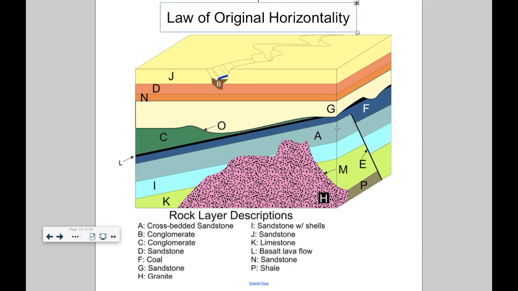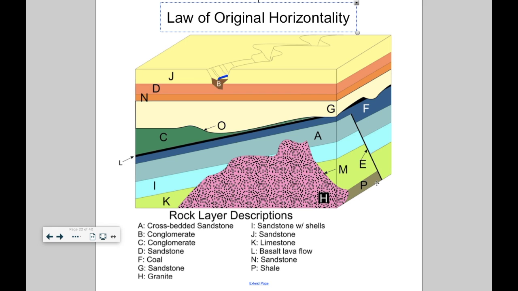So see how layers A, I, K, and P are all tilted compared to these upper layers that we started with in the video. Layer D is flat and horizontal. Layer N is flat and horizontal. But layers A, I, K, and P are tilted at an angle. What happened there? Well, like the law of cross-cutting, where you can't cut into something until it's there, the law of original horizontality basically says that you can't tilt something until it's there.